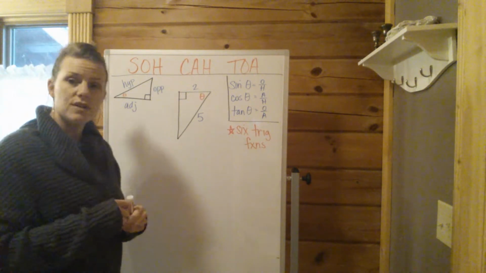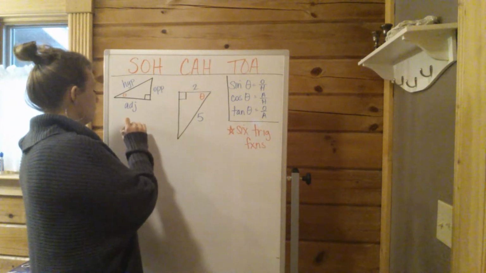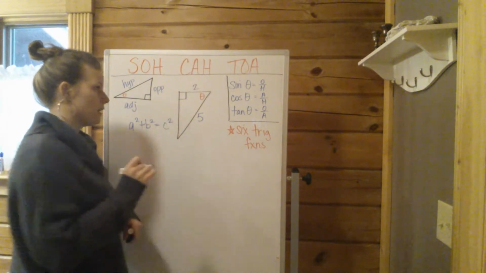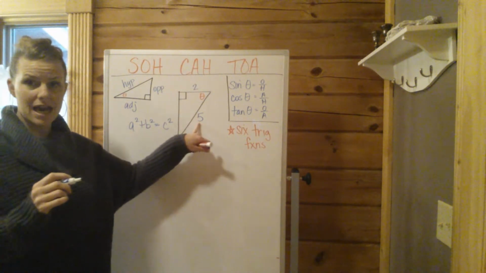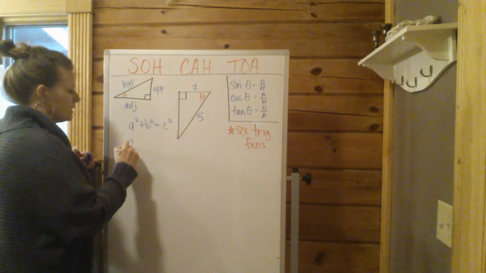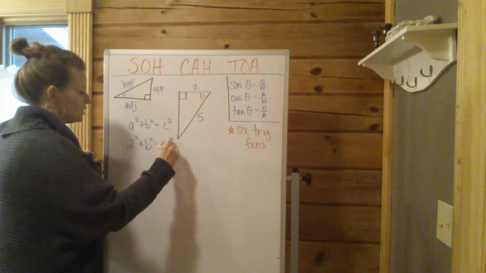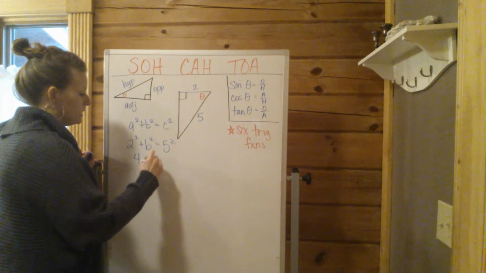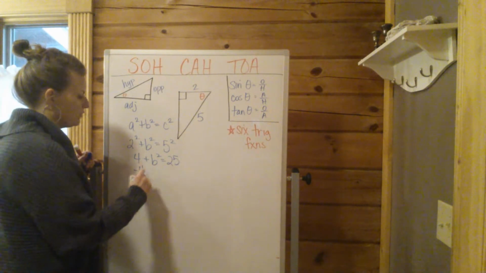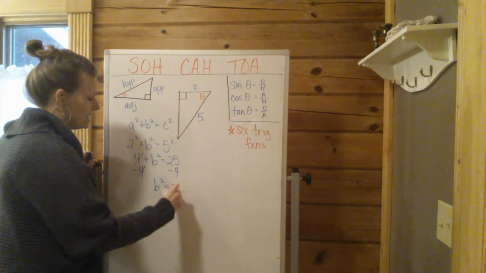If you have to do that, you're just going to use the Pythagorean theorem again, which is a squared plus b squared equals c squared, where c is always the hypotenuse. So in this case, if we say 2 is a, we'll say 2 squared plus b squared equals 5 squared. 4 plus b squared will equal 25. To solve for b, we're going to subtract 4 from both sides. So b squared equals 21.